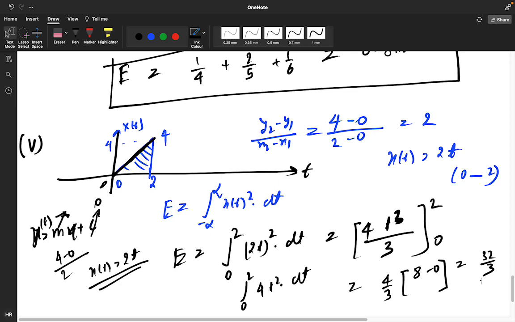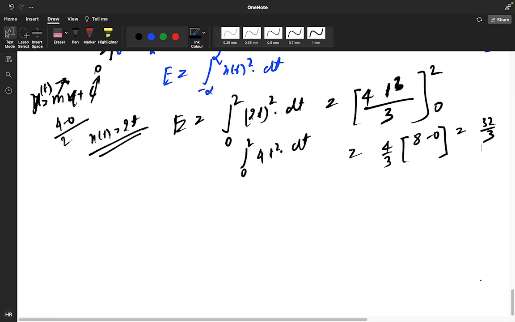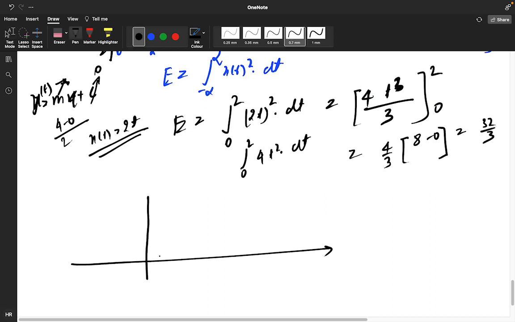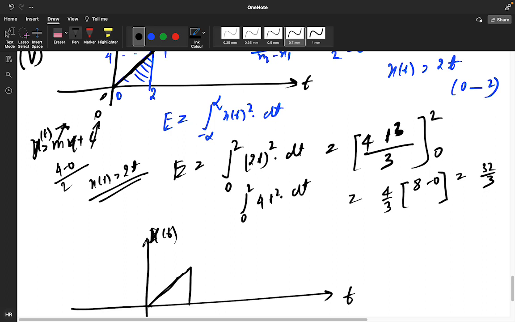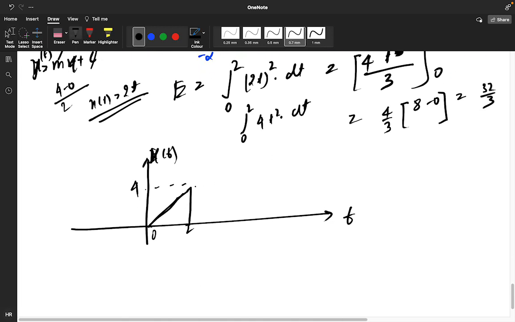32 by 3. And guys, there is another formula to do this. How so? I will tell you a very simple method. This is the equation forming method. So you are getting a curve like this: x(t) against t. This is 4, this is 0, this is 2. So I hope you remember the network concept.